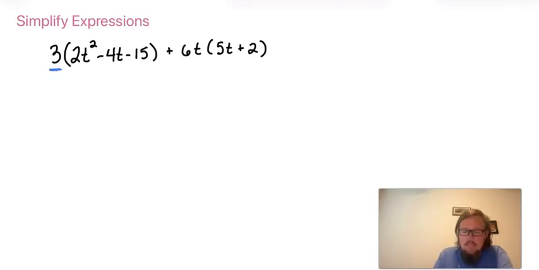This 3 is going to get distributed to everything in the parentheses after the 3. And then this 6t is going to get distributed to everything in the parentheses after the 6t. So let's do the 3 first. We'll do 3 multiplied by 2t squared. So 3 times 2t squared will be the first thing we do.